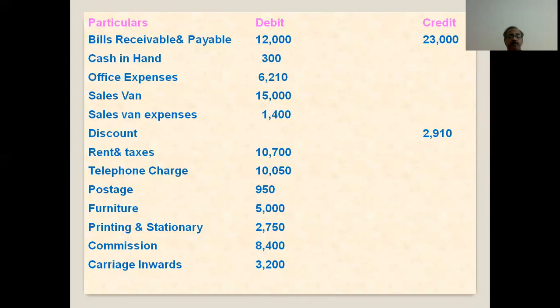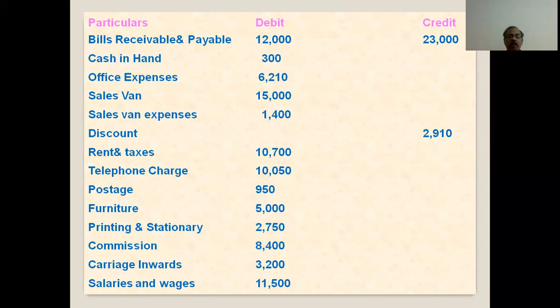Carriage inward. Carriage inward is also called carriage on purchases. Debit side of the trading account. Carriage inward will be showing on the debit side of the trading account. Then salaries and wages. See, salaries and wages. Salaries normally we record on the debit side of the P&L account. See, this is salaries plus wages, but the figures are not separable. So that is why, which is the prefix? Suppose salary is the prefix.